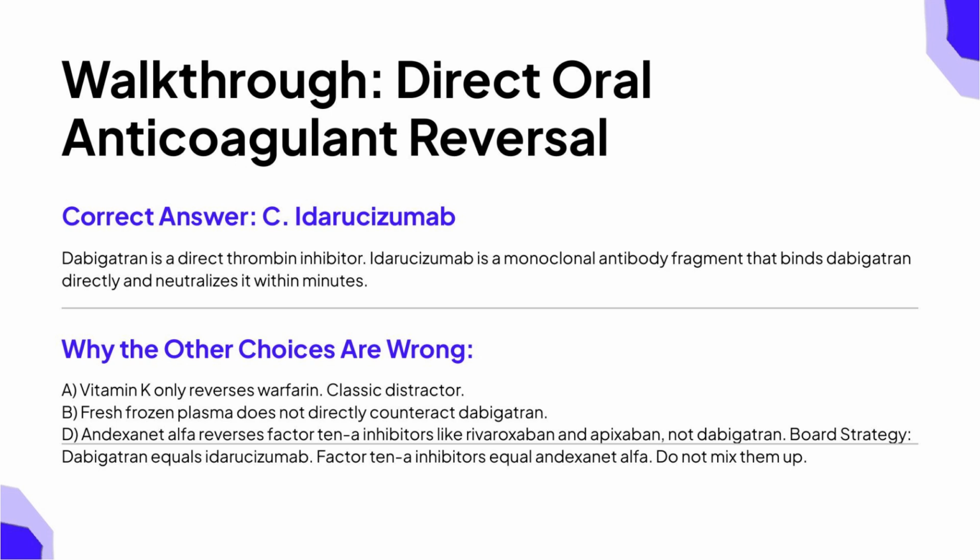Choice D, Andexanet Alfa, reverses the factor Xa inhibitors like Rivaroxaban and Apixaban, not Dabigatran. The board writers love swapping the reversal agents to see if you know which goes with which. Remember, Dabigatran equals Idarucizumab. Factor Xa inhibitors equal Andexanet Alfa. Check your pharmacology section for complete reversal protocols.